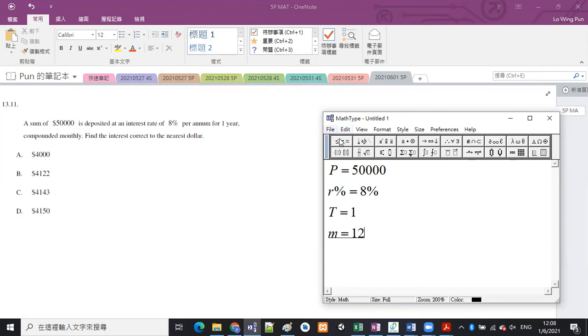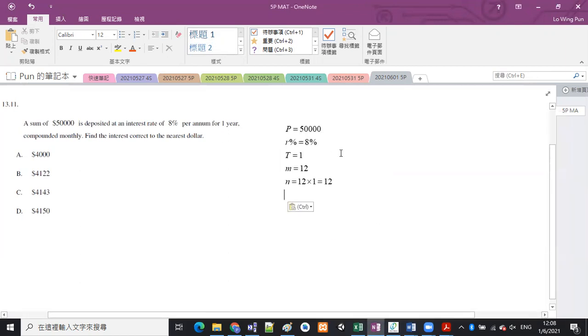Okay. And then, let me see. Are we ready to find the A? Or we calculate the N first. N is equal to M times T, right? So that's 12 times 1. That is equal to 12. Okay? So let us prepare for our unknowns first. N is equal to M times T. Can you see this? So N is equal to 12.